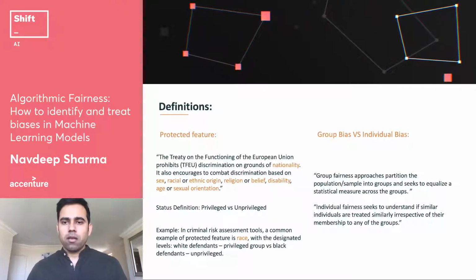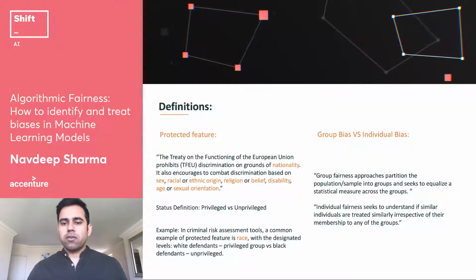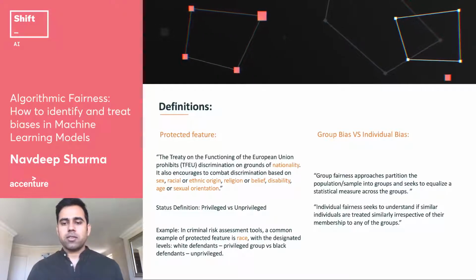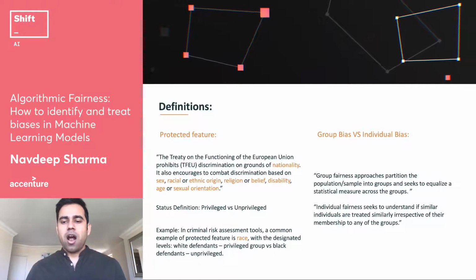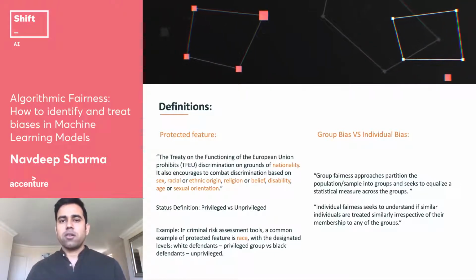Moving on, individual bias is actually a harder problem to treat. The very definition of individual bias is that it seeks to understand if similar individuals are treated similarly irrespective of their membership to any of their groups.